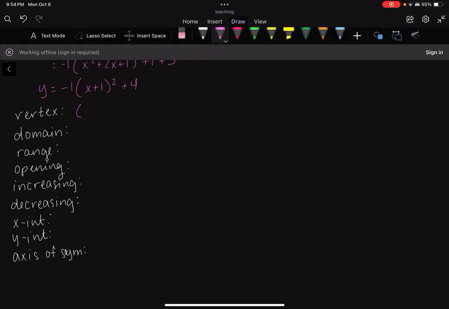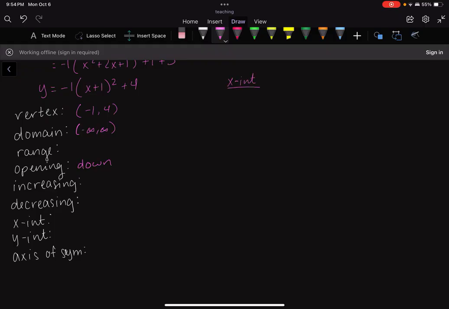So vertex for this one would be (-1, 4). Domain, -infinity to infinity. Range, I like to do later. It's going to open downwards. Now because it's opening down, I already can do the increasing, decreasing, but we'll wait on it. My x-intercepts and y-intercepts, let me go get those.